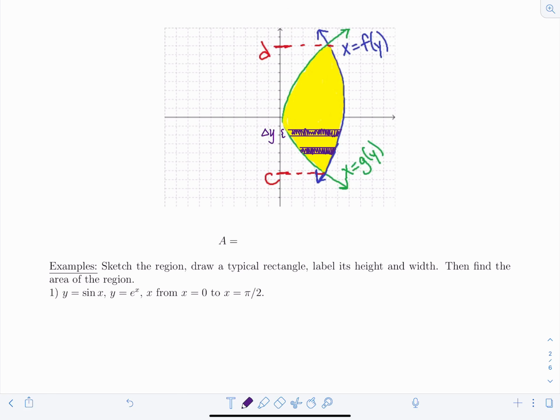And then the height here of the rectangle, remember, it's not going to be negative. So you always have the larger function minus the smaller function. In this case, it's going to be right minus left. So your limits of integration, everything has to match.